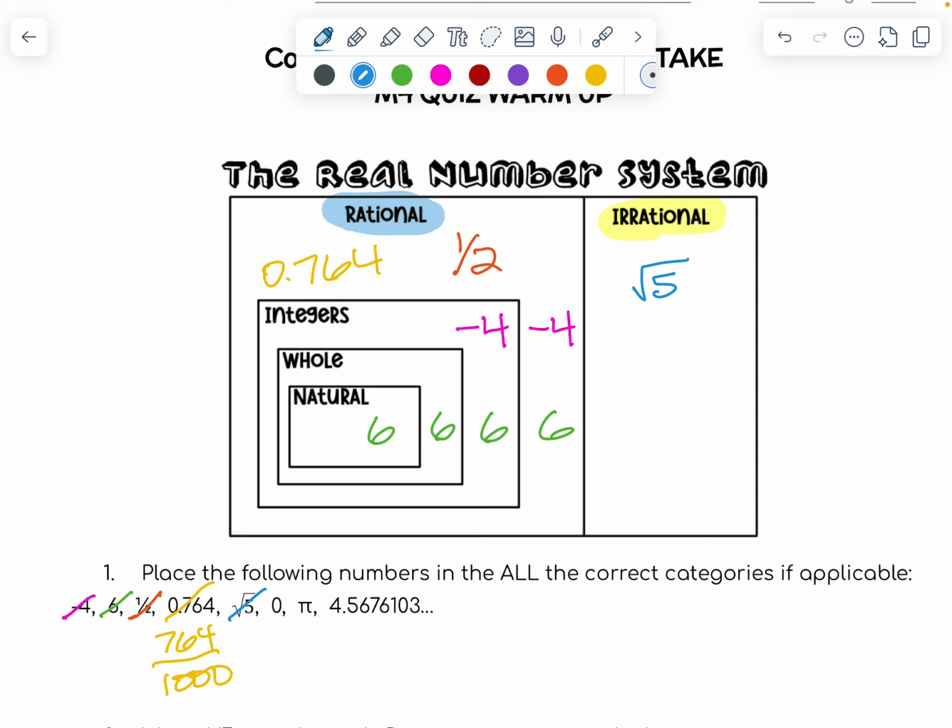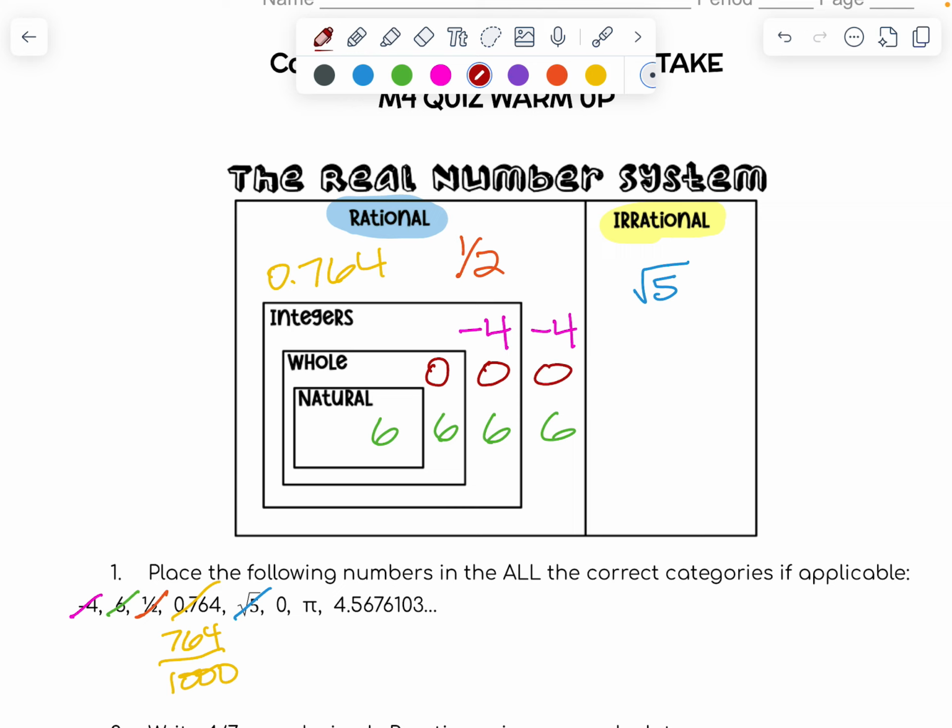I know that the number 0 is part of the whole numbers, not natural, but whole. So that makes it an integer and also rational. Pi, put pi in a calculator. 3.14159 just keeps going. I cannot write that as a fraction. And the last one I can also not write as a fraction is 4.5676103, and it keeps going. It just has no pattern, no rhyme or reason. It's pretty nasty. There you have it.